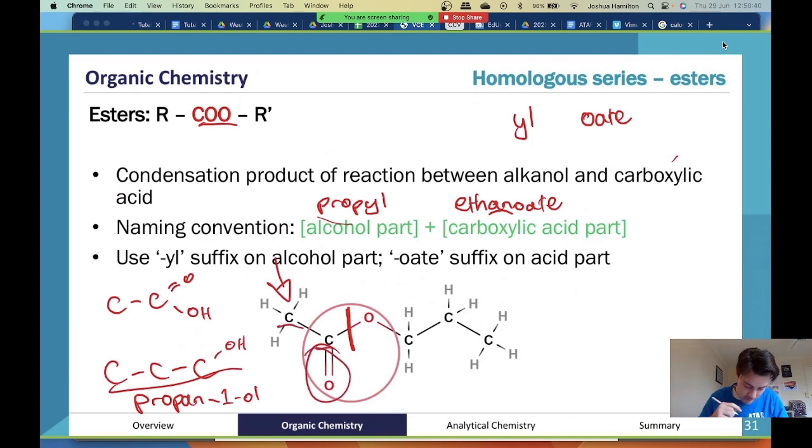So my carboxylic acid was ethanoic acid. So I'm going to have ethanoate. What about my acid? Well, my acid was 1, 2, 3. No, sorry, my alcohol. My alcohol was 1, 2, 3. So this was my alcohol, and it was exactly like what we wrote before. It's going to be propyl ethanoate. Now, two words, so there is a break in there. There is a gap, but that is propyl ethanoate.